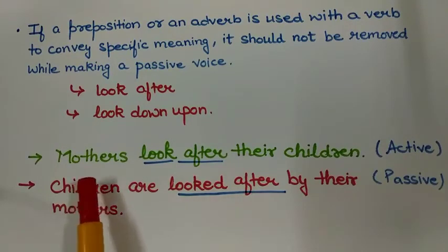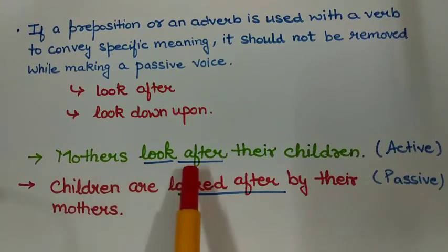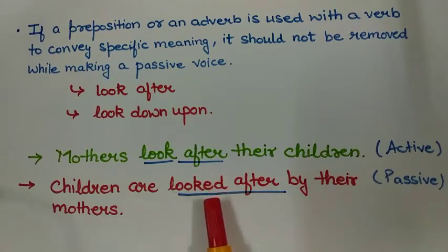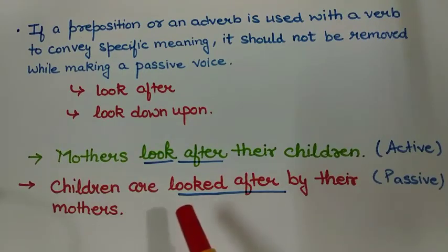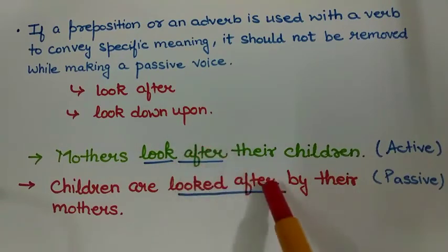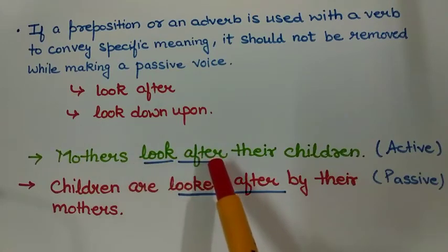So the correct one can be: mothers look after their children. This is active voice, and in passive voice it will become children are looked after by their mothers. See, this look becomes looked, because it is a verb, so we have converted it into the third form. But what is required is that we should not remove this after. Okay, this look after will become looked after. So if a preposition or an adverb is used with a verb to convey any specific meaning, it should not be removed while making a passive voice.